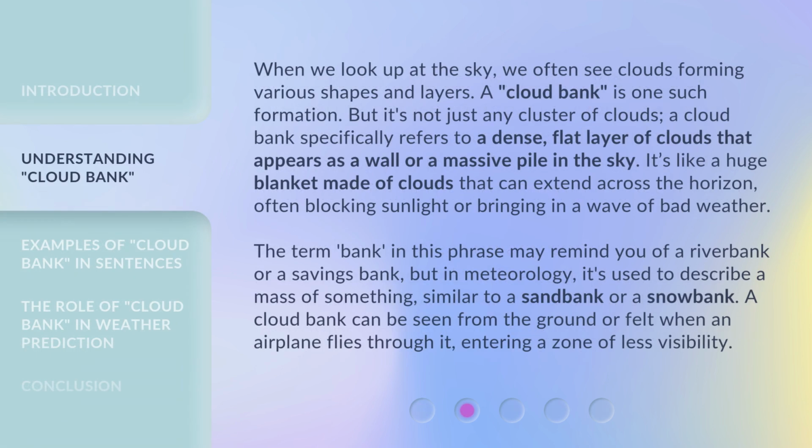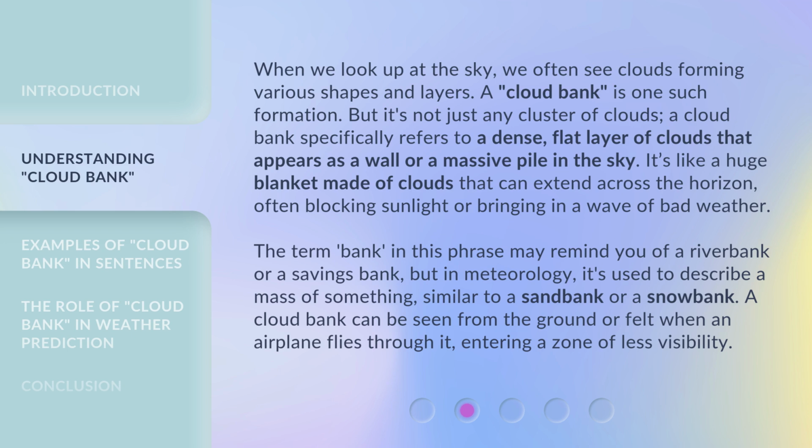When we look up at the sky, we often see clouds forming various shapes and layers. A cloud bank is one such formation, but it's not just any cluster of clouds. A cloud bank specifically refers to a dense, flat layer of clouds that appears as a wall or a massive pile in the sky. It's like a huge blanket made of clouds that can extend across the horizon, often blocking sunlight or bringing in a wave of bad weather.